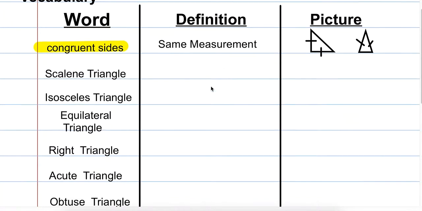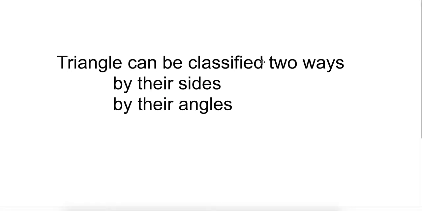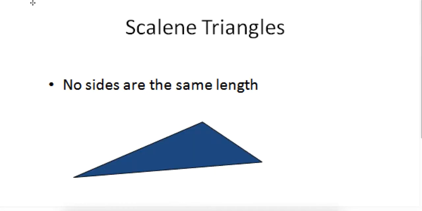As I'm going through each one of these today, you are going to fill in your cheat sheet with each one of these angles or triangles as we go. So triangles can be classified in two ways, by their sides and their angles. The first place we're going to start is their sides. A scalene triangle, no sides are the same length. So you will notice there's no hash marks on any of these sides.